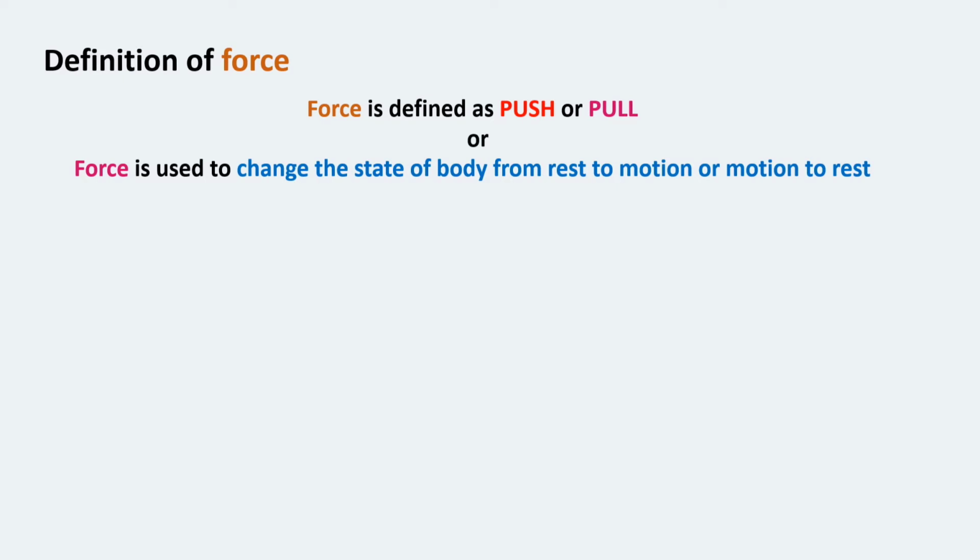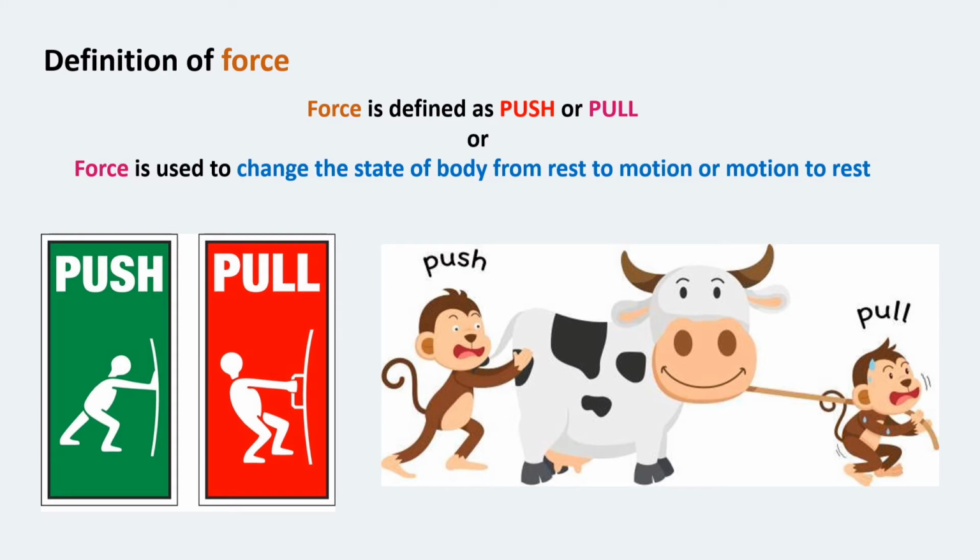So here are two examples of push or pull of a body. In the first image, you can see a person trying to push and pull the door. And in the second image, there are two monkeys, and one of them is trying to push the cow and the other is trying to pull the cow. In both scenarios, we observe that when we apply a force and push a body, it moves away from us. And when we apply force and pull a body, what happens? It moves towards us. So these actions take place just because of force.